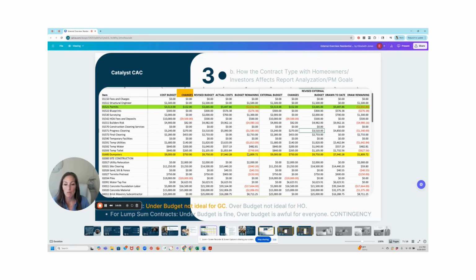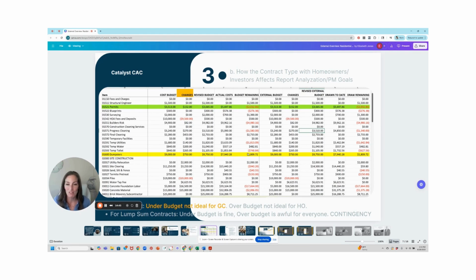If you are lump sum, being under budget is fine. It's great because that just means you just made more profit. But being over budget is awful for everybody. And so, like I said, there's that oh crap money or the contingency that's often added to contracts. So the homeowner actually ends up spending more for the fixed price because the GC wants to make sure that they don't go over budget. I think that you can give a better homeowner experience by giving an accurate budget. But if you're over budget, that's really awful unless you have recorded your change orders.